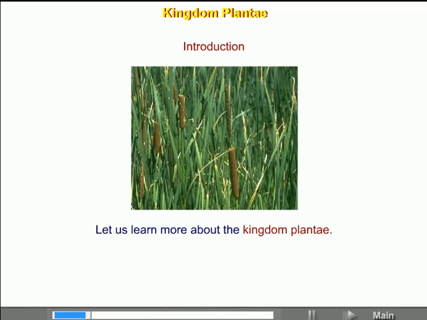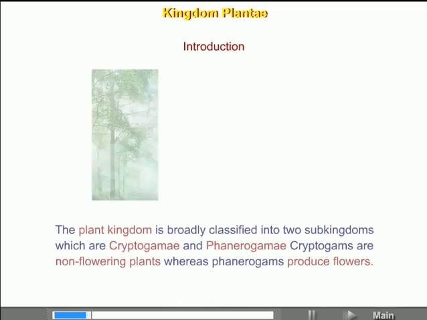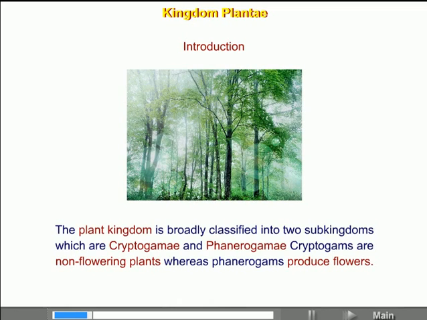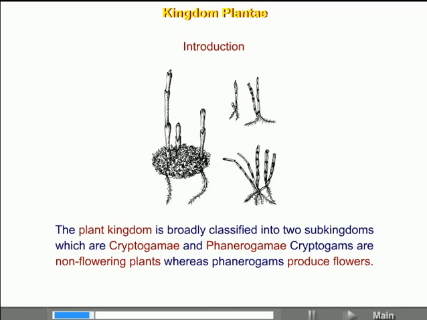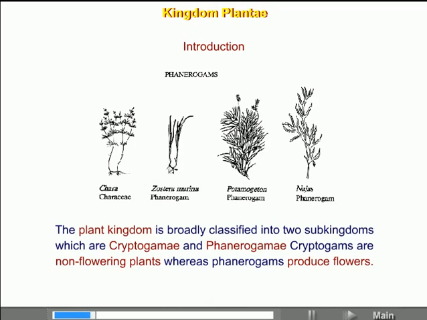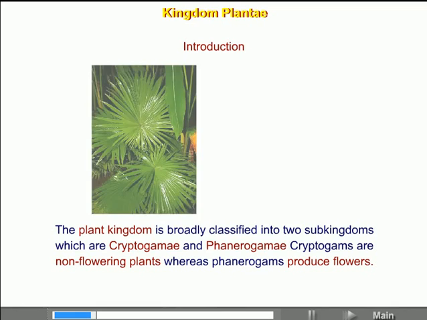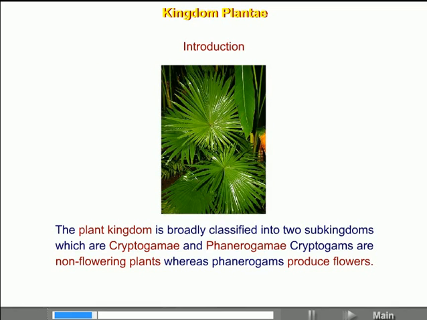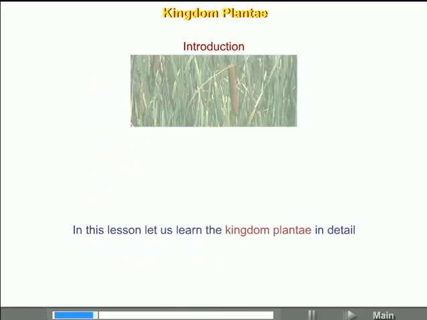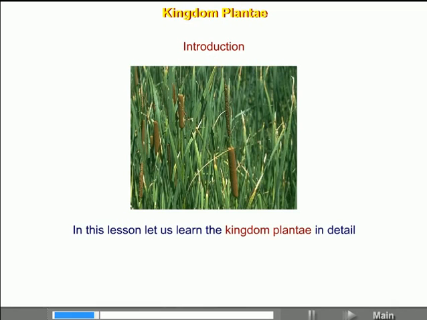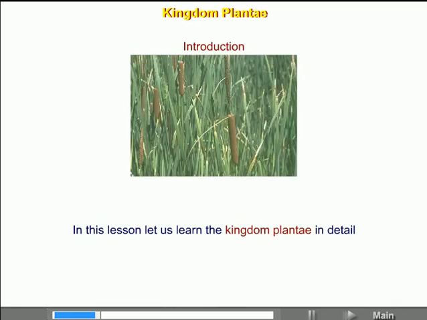Let us learn more about the kingdom Plantae. The plant kingdom is broadly classified into two subkingdoms, which are cryptogamy and phanerogamy. Cryptogams are non-flowering plants, whereas phanerogams produce flowers. In this lesson, let us learn the kingdom Plantae in detail.